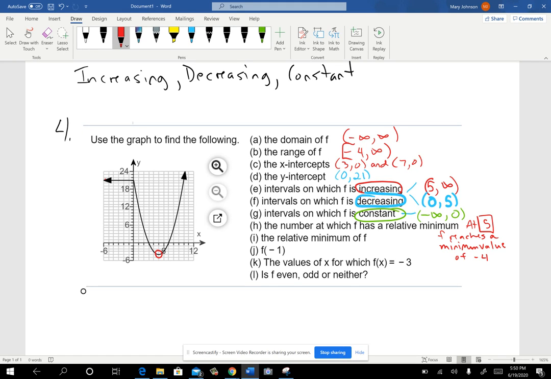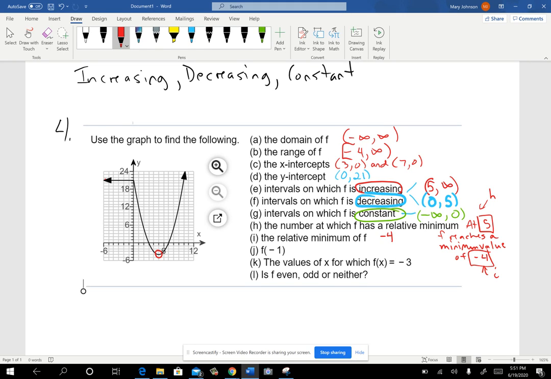Okay, and then when it says, what is the relative minimum? Okay, so this right here is the answer to h. The answer to i is the -4. Okay, this is the answer to i. Okay, so what the minimum value is the y-coordinate. Where it happens is the x-coordinate.